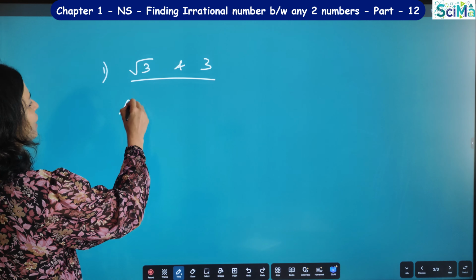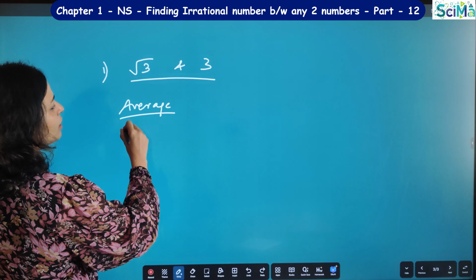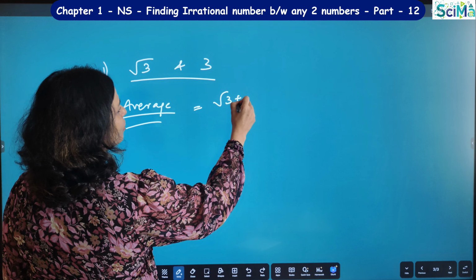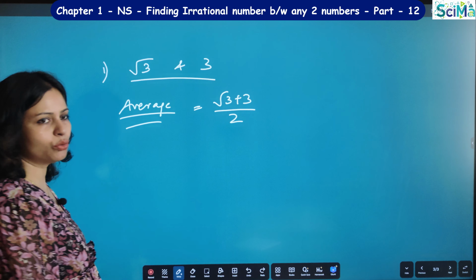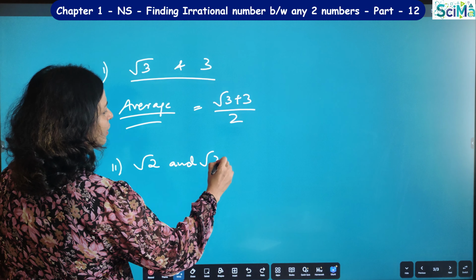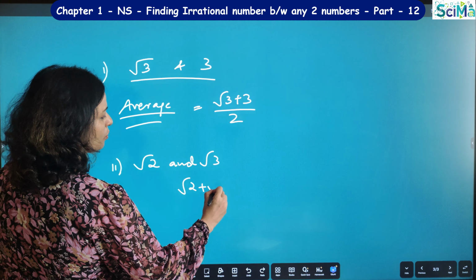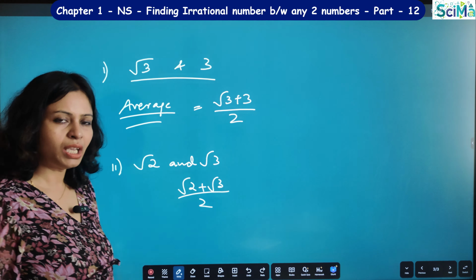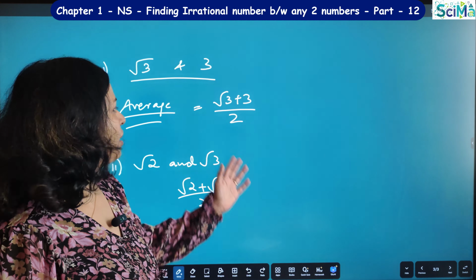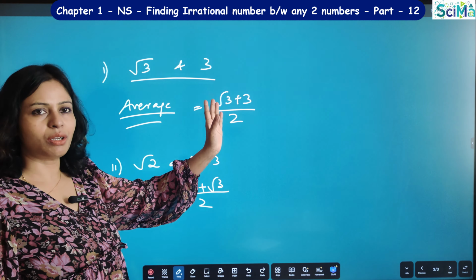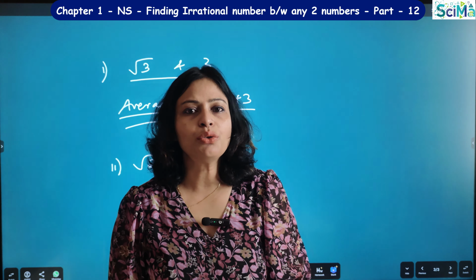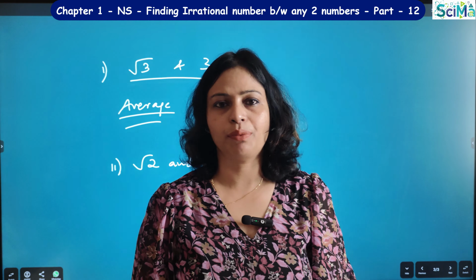So here what we do, we find the average. Average method will work here. To find the number between root 3 and 3, you will do the average of that. That is, you will add the numbers and divide by 2. Similarly, if you get both irrational numbers, root 2 and root 3, here also you can do root 2 plus root 3 by 2. So this is the average method. You can find irrational numbers between two irrational numbers, or between a rational and irrational number, by taking the average. So these are the 4 methods which you can follow to find the irrational numbers between any two numbers.